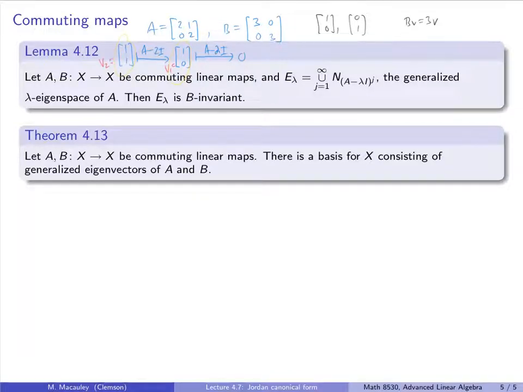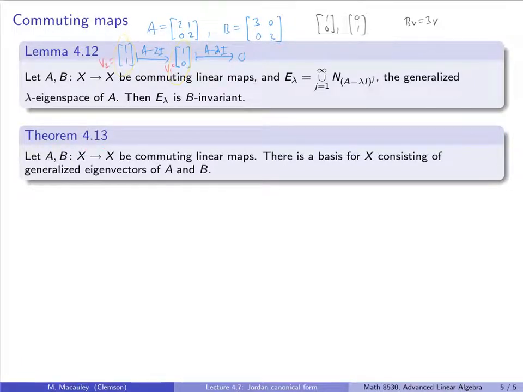So notice that B is diagonalizable, it's diagonal, and A is not. So this is not saying anything about the Jordan canonical forms having the same structure. They have a very different block structure, and you can imagine how different this can get for larger matrices. Okay, so let's prove this.